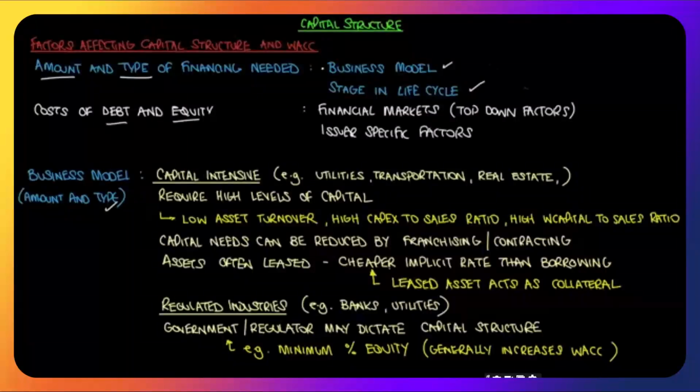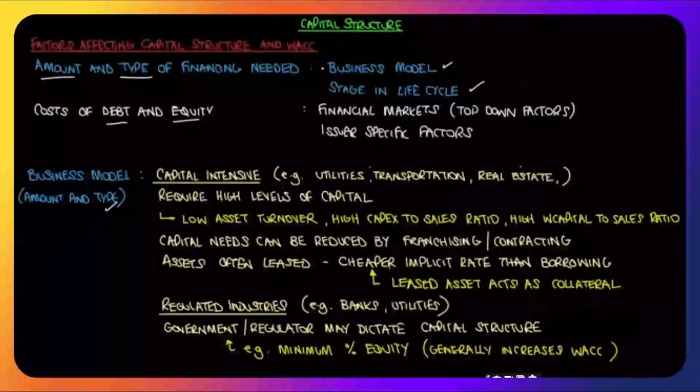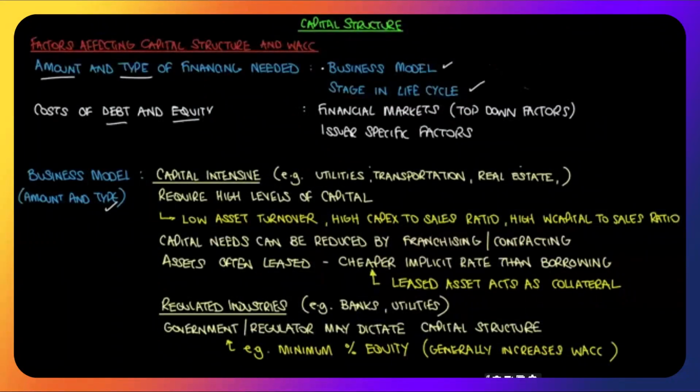The clue is in the name. These are businesses that require high levels of capital. For example, utilities, transportation, real estate, and so on. How do you spot a business that is capital intensive? Go to your financial statements, do some ratio analysis. You would expect to see a low asset turnover. What's asset turnover? Revenue divided by assets.